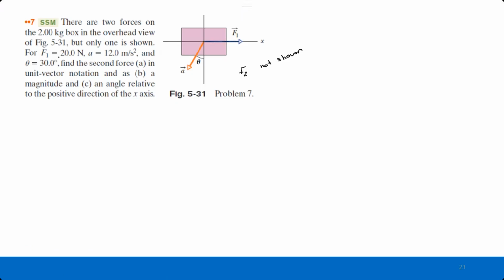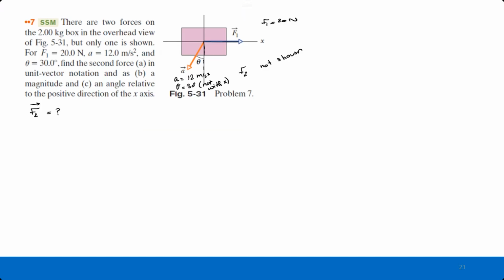We're given the magnitude of F1. This is 20 newtons. And we're given the acceleration of the object, shown here by this vector A. We're told that the acceleration has a magnitude 12 meters per second squared and is directed at an angle of 30 degrees with the vertical. Pay attention, this is not with the horizontal. When I find x and y components, I use the angle with the horizontal. So this is not the angle to use. Just be careful about that. What is the question? Find the second force in unit vector notation and as a magnitude and angle relative to the x-axis. So basically, I want to find F2.